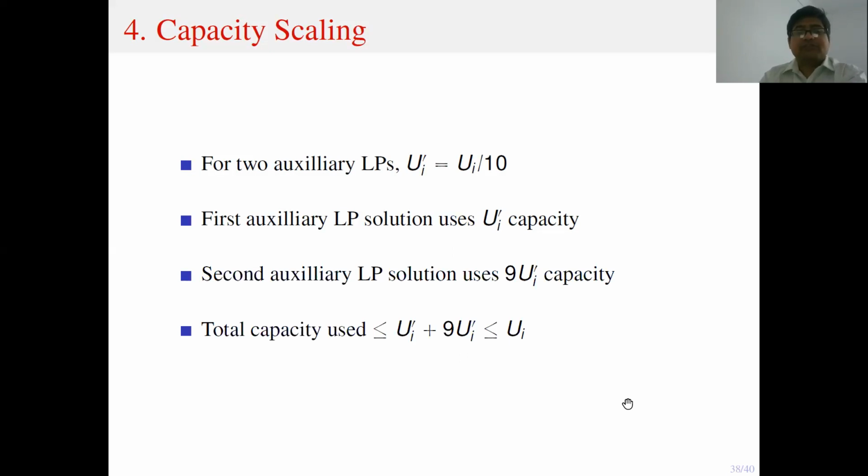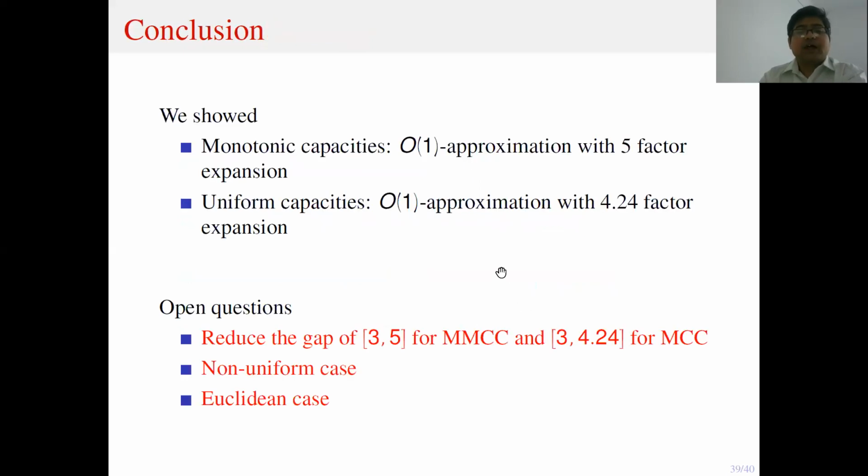So for details, I would recommend reading the paper. So we showed that we can obtain constant approximation with 5-factor expansion in the monotonic capacities case and 4.2-factor expansion for uniform capacities. And many questions remain open.